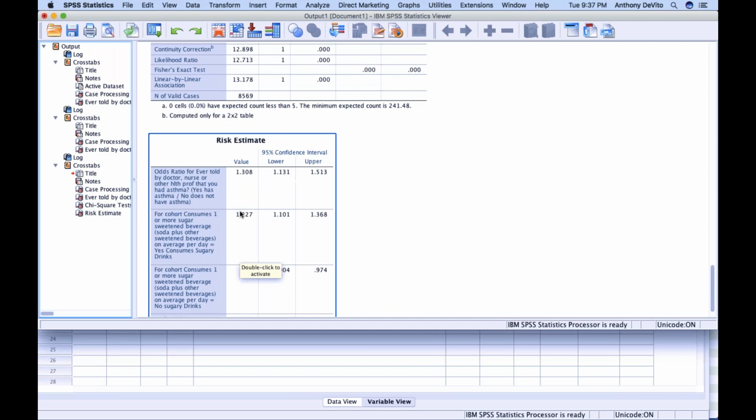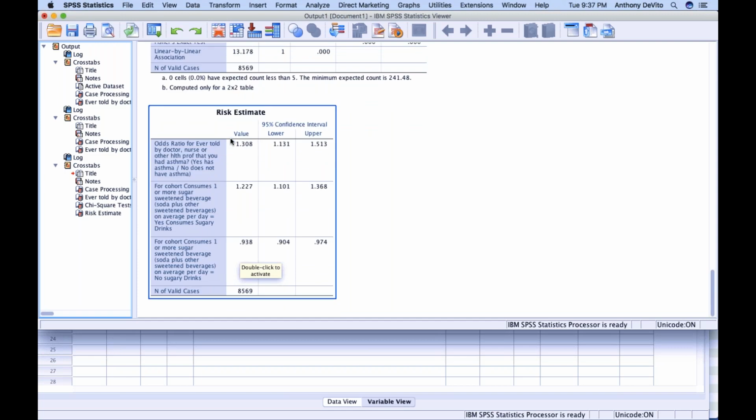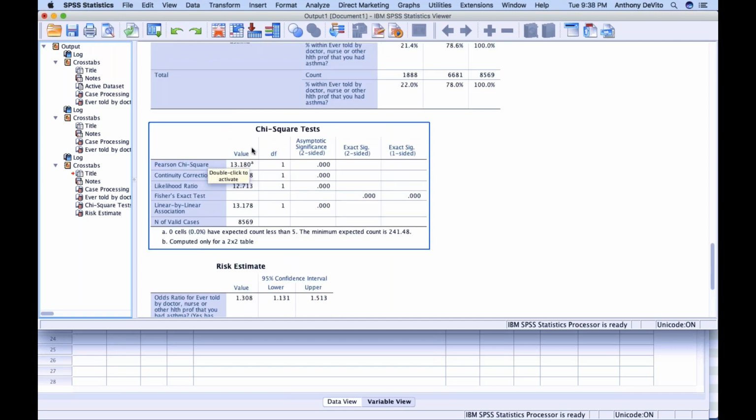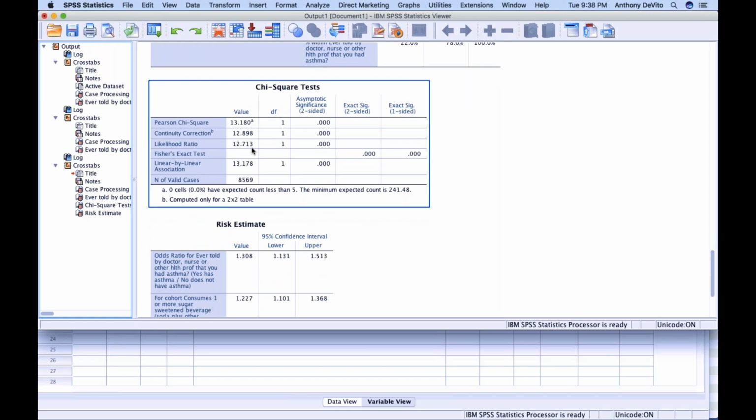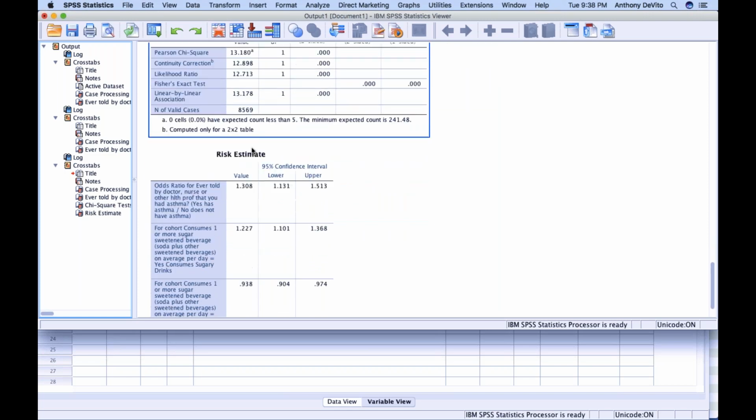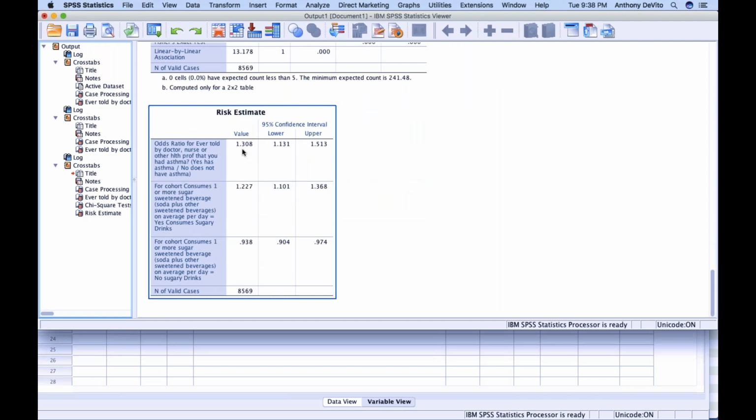Okay, so now can I reject the null hypothesis here? Well, when I use chi-square, my null and alternative hypotheses are that there is no association between these two variables, and alternatively, there is an association. So we can reject the null hypothesis, there's no association, and accept the alternative that there is an association. Now, as far as odds ratio is concerned, for instance, I can see here that it suggests that there's 31%. Your odds are 31% higher that you consume a lot of sugary drinks if you're an asthma sufferer.